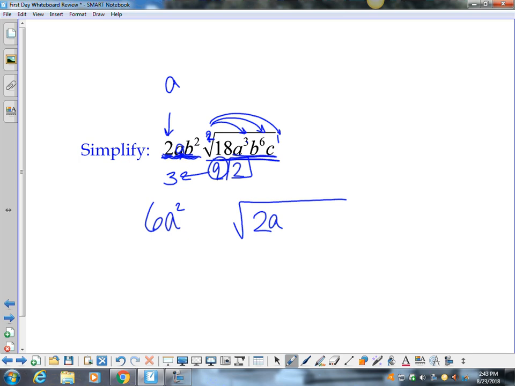Okay, now let's do the B's. 2 goes into 6 3 times. So I'm bringing a B cubed out. There's already a B squared out here. So I'm multiplying. And when you multiply, you add your powers. So that's B to the 5th. 2 does not go into 1. So he cannot come out. And there's your answer.